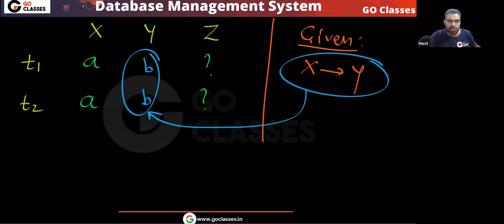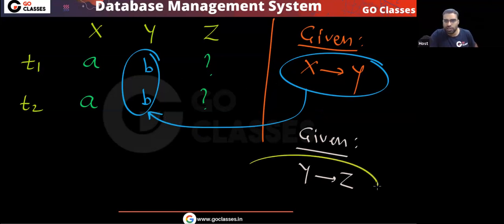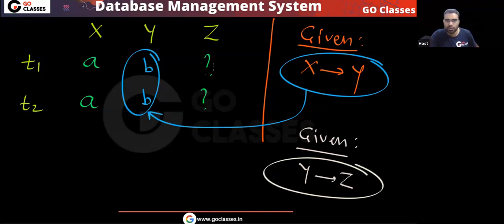And also it is given that Y determines Z. Now tell me, what does this mean? This means that if two tuples have the same Y value, they will have the same Z value. Now you can notice these two tuples have the same Y value. So they will have the same Z value. Yes or no? So these two values will be the same.